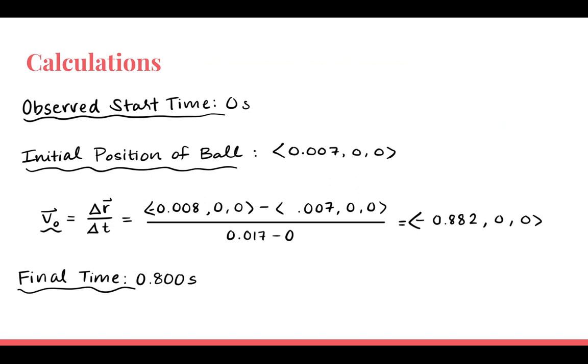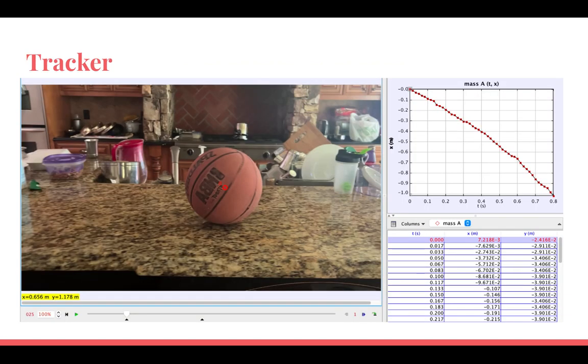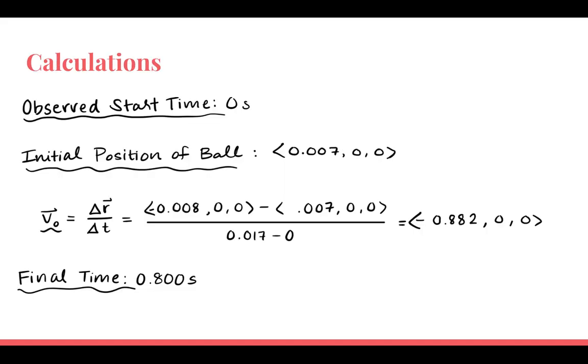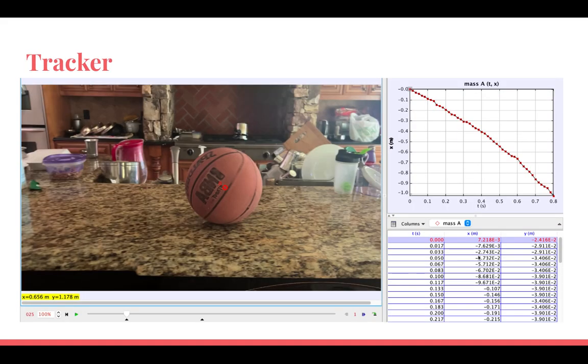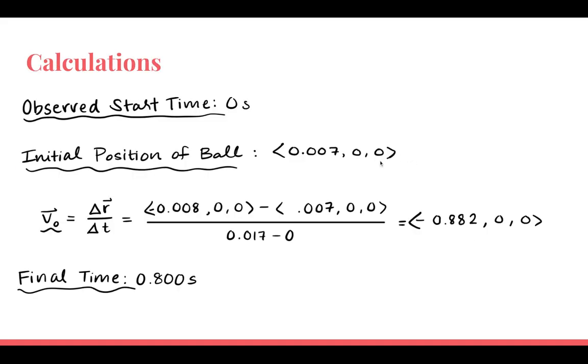And here we were able to see that the observed start time is 0 and the final time was 0.8. And these values can be directly pulled from this graph or from this data table. And you can see that the starting time is 0 here, but the end time is not on this slide. The initial position of the ball can also be taken from here, which is 0.007 in the x direction, and then should be 0 and 0 in the y and z direction.